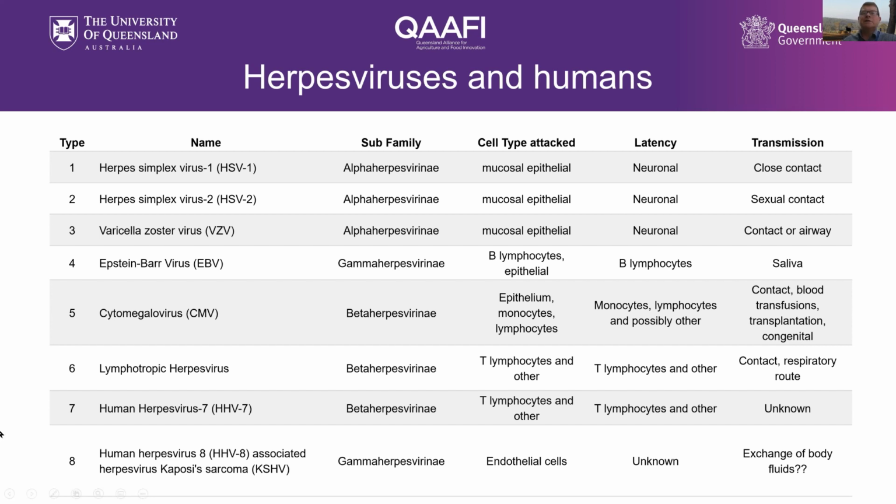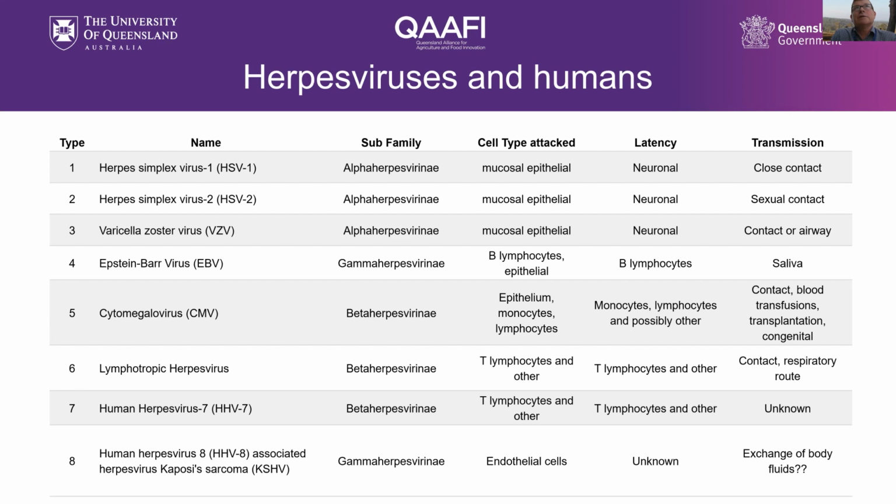But by and large, these viruses have co-evolved with us as a species. So they don't typically cause really severe disease. Unless you have an underlying complication, you're unlikely to die from a herpes virus infection or even have severe disease as a consequence of the herpes virus infection.